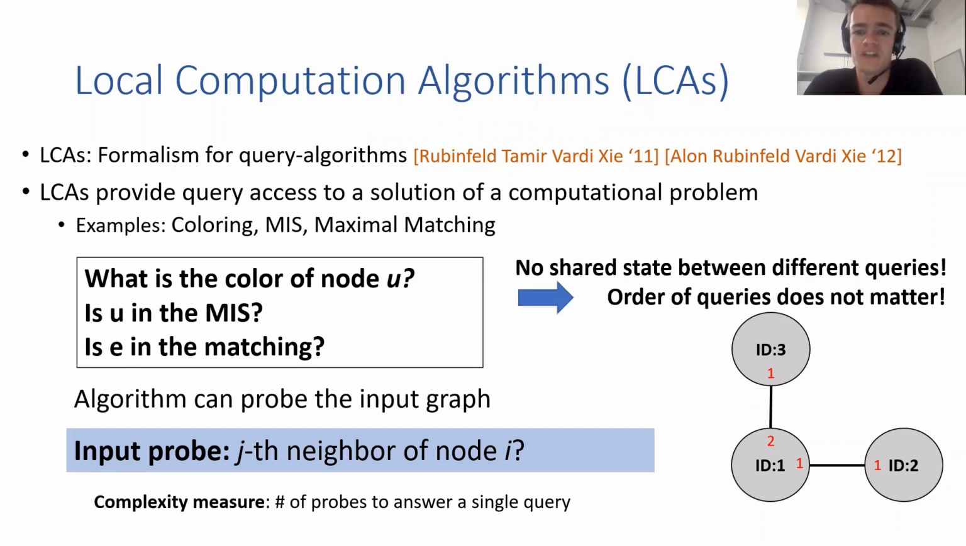What I really want to emphasize is that there's no shared state between different queries. In particular, the order of the queries does not matter to the output. The best way, I guess, to think about it is that if you query each node in parallel, then the algorithm computes some solution, and this solution for all the nodes together needs to be a valid solution.